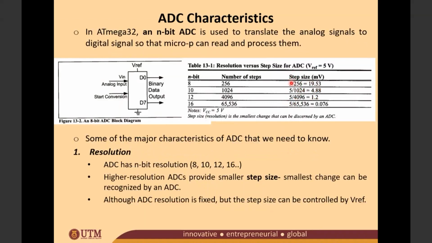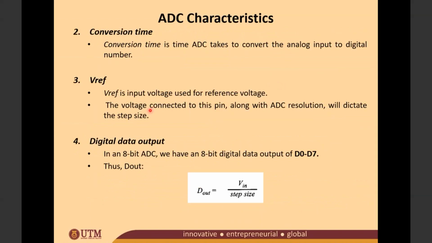So this VREF is your voltage reference. If you put 5 volt, the maximum value of your conversion is from 0 to 5 volt. If your VREF is 10 volt, then the conversion will vary from 0 to 10 volt. So the voltage connected to this pin, along with the ADC resolution, will dictate the step size. And then characteristic number 4 is the digital data output.